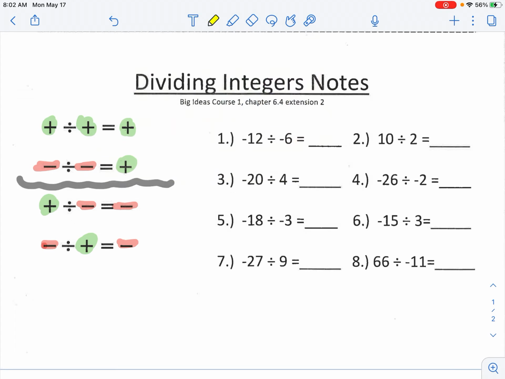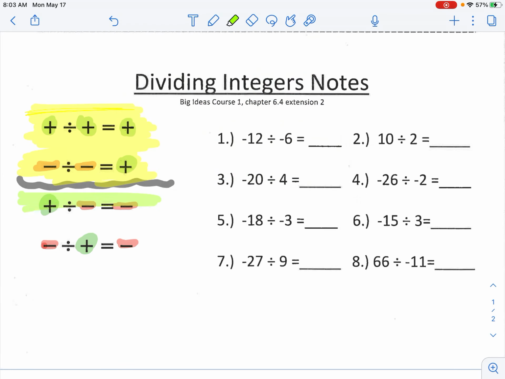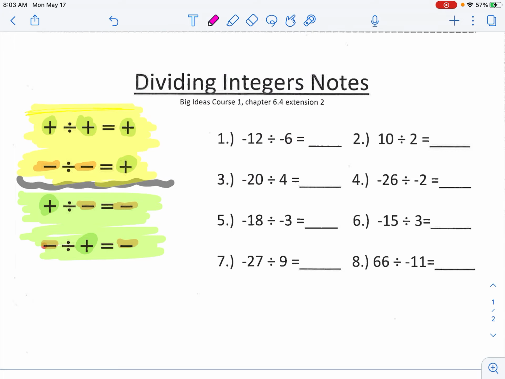So if we focus on the rules at the top of the page, just like we had with multiplying, when you divide integers with the same signs, your answer will be positive. When you divide integers with opposite signs, your answer will be negative. All right, so let's go ahead and practice and try our rules.